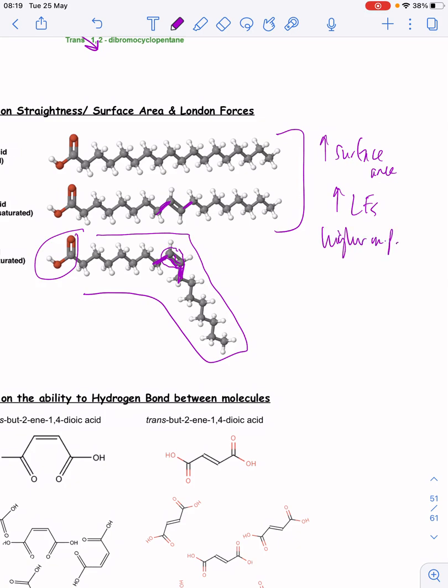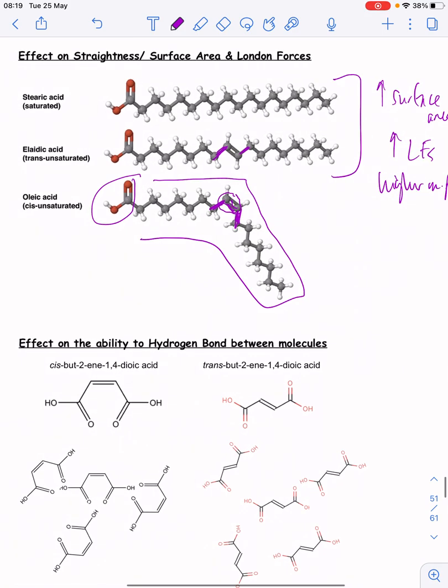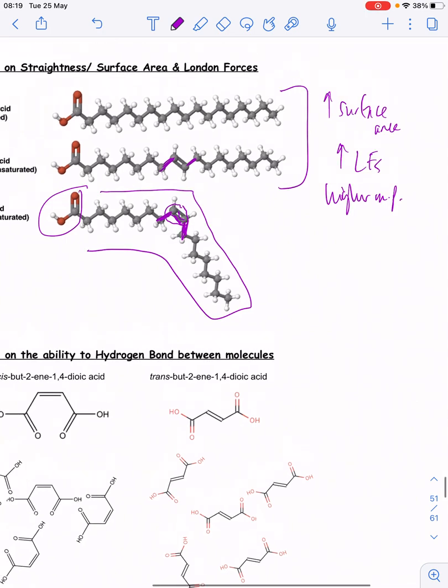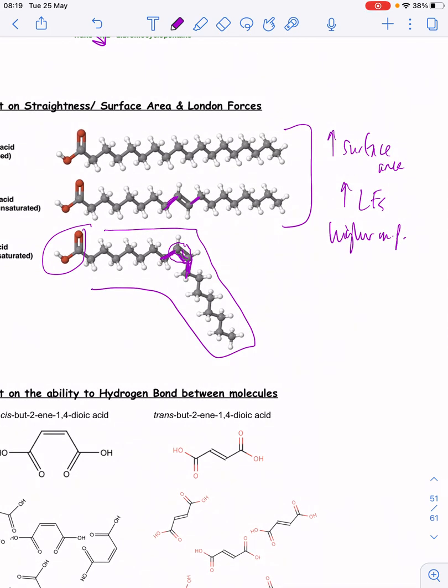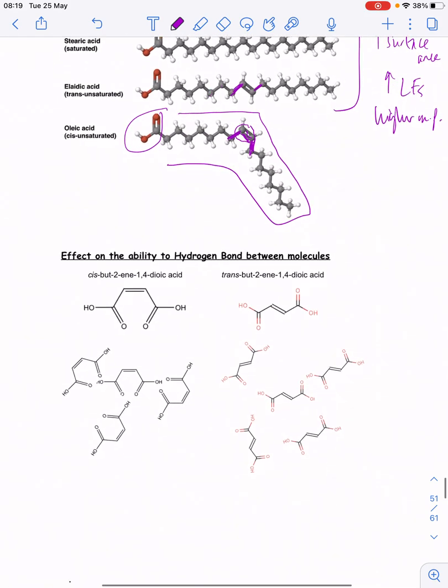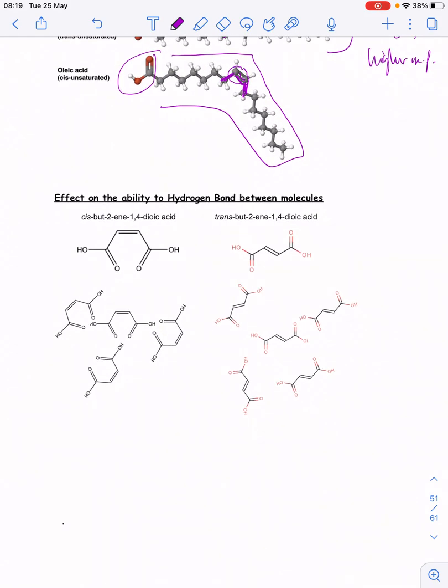And so saturated fatty acids and trans fatty acids tend to be solid at room temperature, whereas cis unsaturated fatty acids tend to be liquids and makes them into oils. So it's that idea of straightness affecting the surface area overlap between neighboring molecules. And cis-trans isomerism can also affect the ability to hydrogen bond between molecules. So this is cis-but-2-ene-1,4-dioic acid versus the trans example.